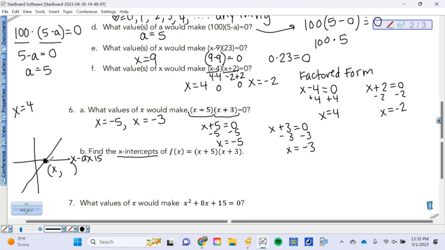Exactly, right? This point right here, the y-coordinate. The x-coordinate could have been 3, for sure, but the y-coordinate is 0 because it's always on the x-axis. So remember, our x-intercept is just the value of x when y equals 0, okay? So remember that. X-intercept means the value of x when y is 0.